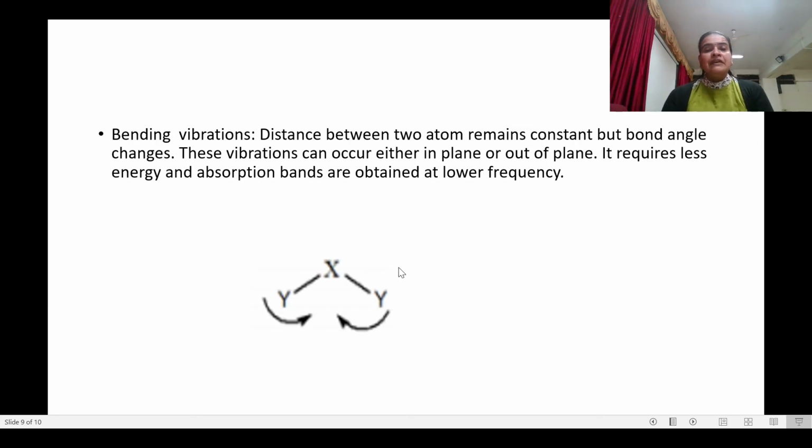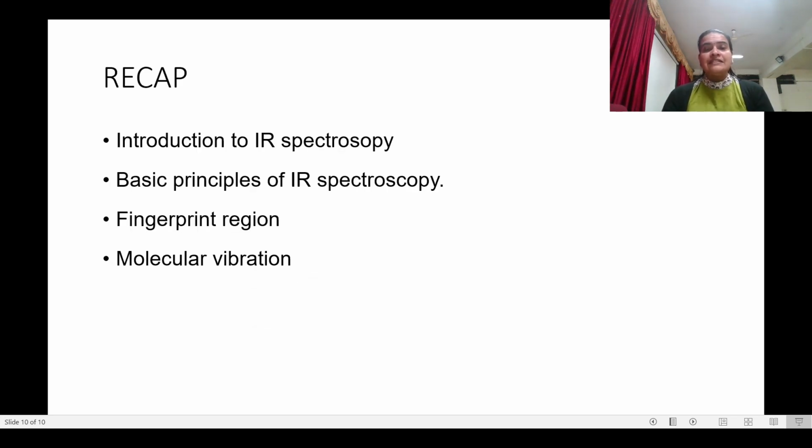At the same time, there is another type of vibrational mode which will lead to a change in bond angle. Such a vibration is termed the bending mode of vibration. So these are the two main modes of vibration, stretching as well as bending. So in this session, you have seen the introduction to IR spectroscopy, basic principles, molecular vibrations, as well as the importance of the fingerprint region.